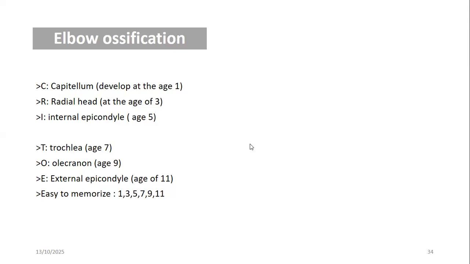Okay. So this classification is very important, because it's not possible that at the age of 1, someone has developed a radial head. Okay, so that's not possible. Nor is it possible that after the capitulum, if the internal epicondyle ossification center is appearing, that means that it is showing a fracture.